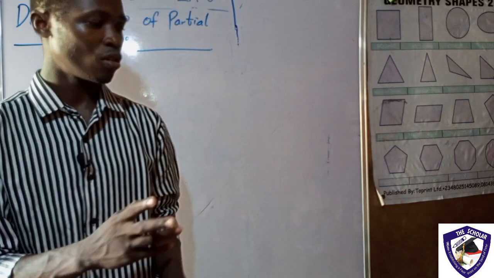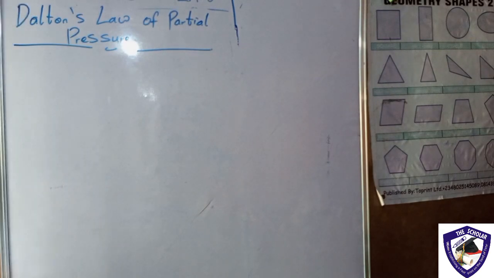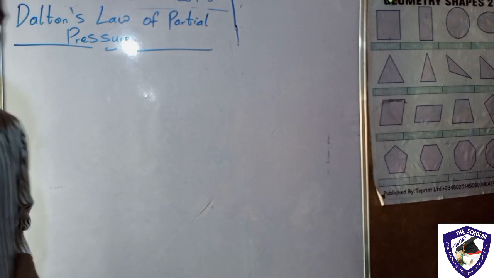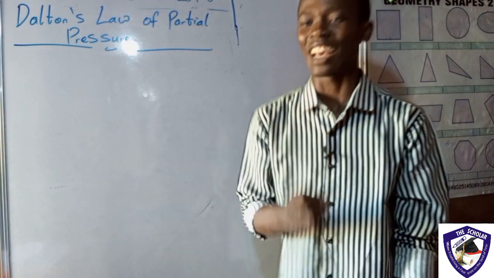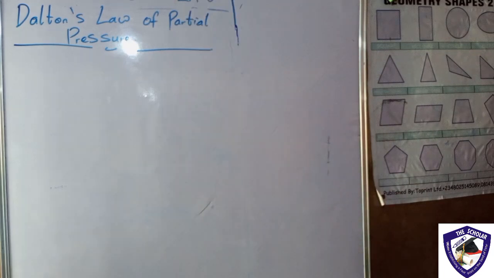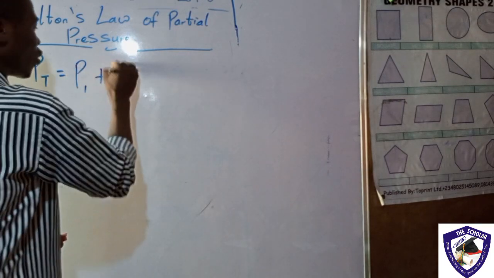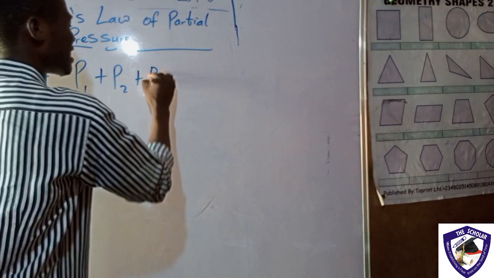The partial pressure of a gas is the pressure it exerts when it is alone in a container at a given temperature. The total pressure in a container is equal to the sum of the partial pressures that are in that container.